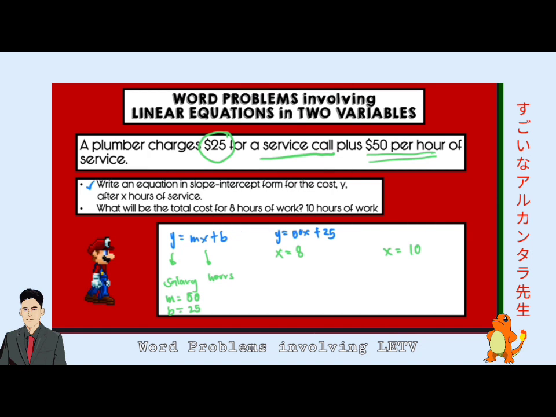Doing so, we will have y equal to 50 times 8 plus 25. 50 times 8, that is 400, plus 25, that will make this 425. On the other hand, if you have 10 hours instead, you'll have 50 times 10 plus 25. Y will be equal to 500 plus 25. 10 hours will give you $525 as a salary. So that's how it works. So we have here two different situations.